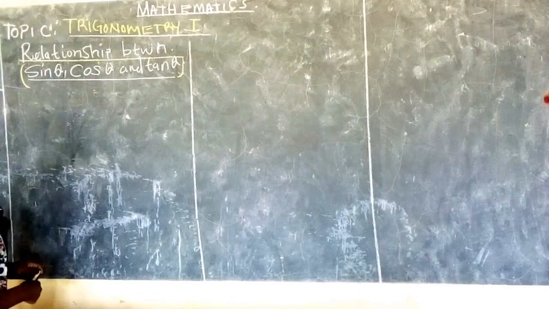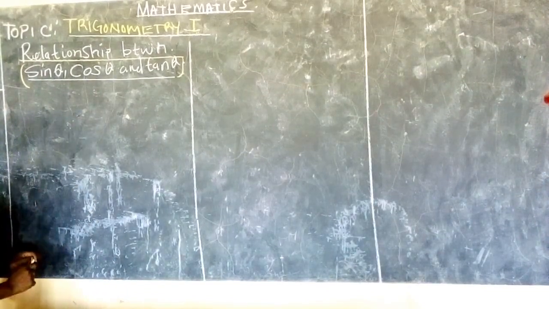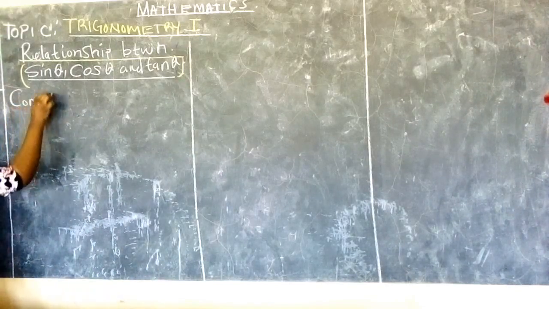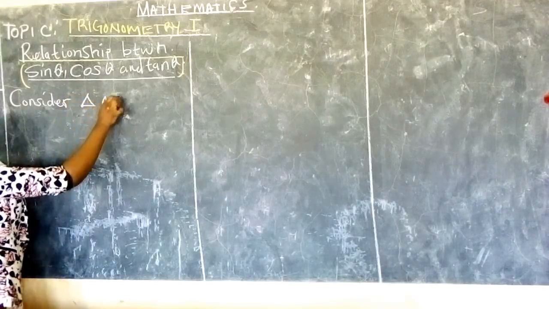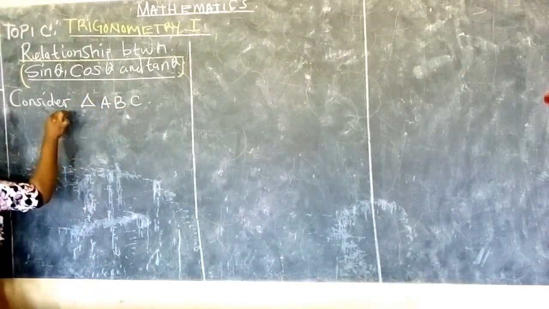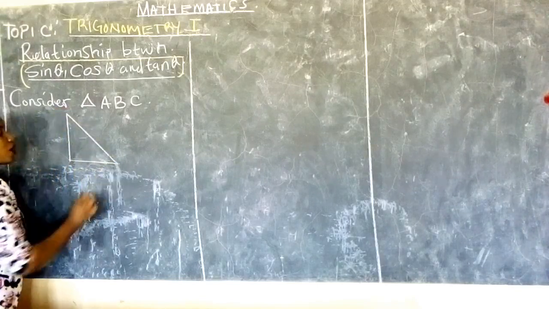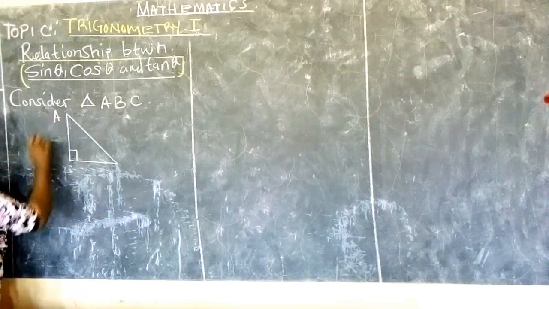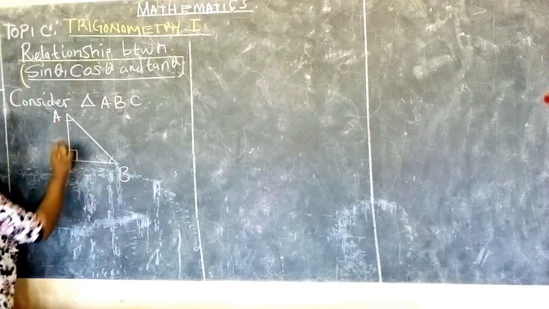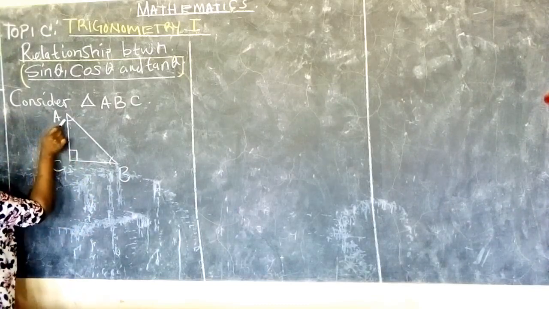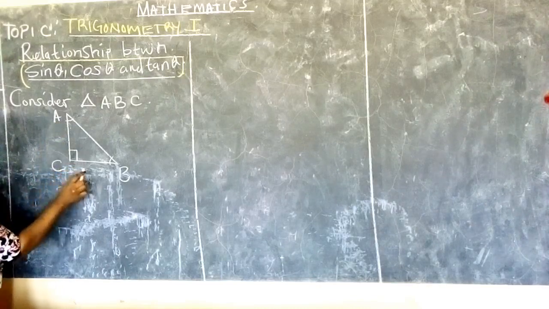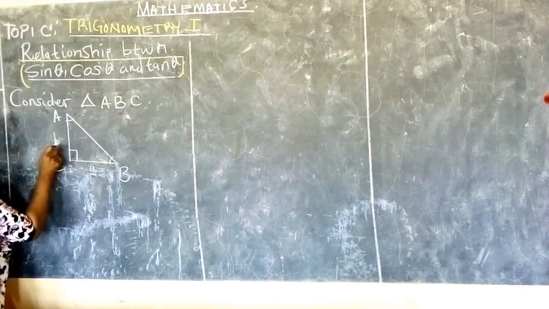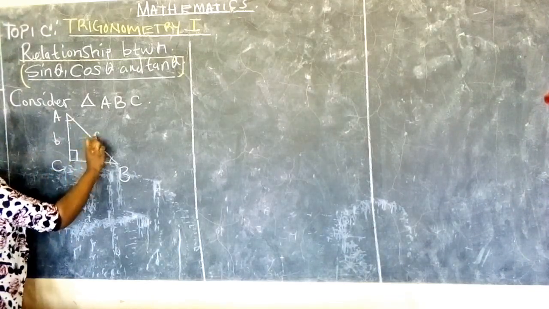Welcome. Today we are going to look at the relationship between sine theta, cos theta, and tan theta. We are going to consider triangle ABC, and it is a right-angled triangle. When we say right-angled triangle, we mean one of the angles is 90 degrees. So if this angle is A, this angle is B, and this angle is C, then the side opposite this angle we give a lowercase a, the side opposite angle B we give lowercase b, and then C, we give it lowercase c.